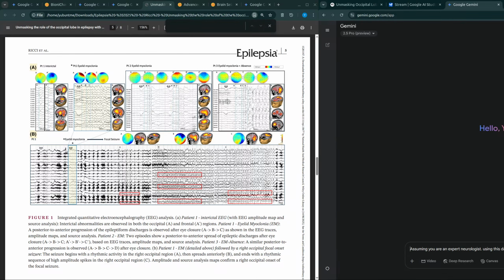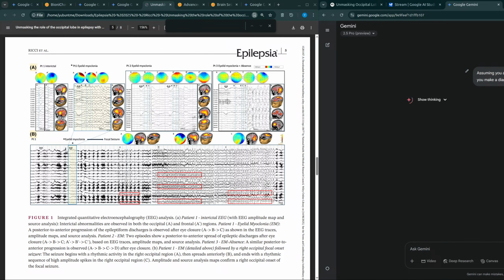Okay, so let's rewind a bit then. Before this paper, what was the standard picture of EM, or Jeavons syndrome? How is it defined? Well, based on the criteria from the International League Against Epilepsy, the ILAE, EM has long been classified as a genetic generalized epilepsy, or GGE. The thinking was that the seizure activity starts everywhere, involving both sides of the brain right from the get-go. Generalized, okay. Right. It typically kicks off in childhood.